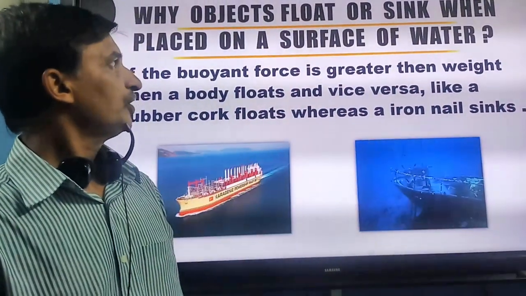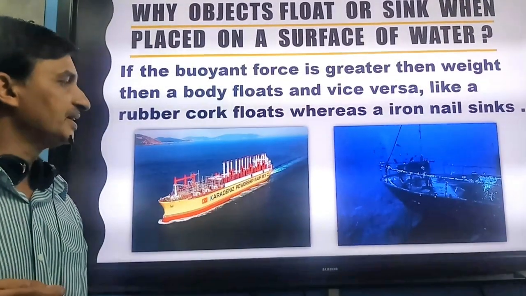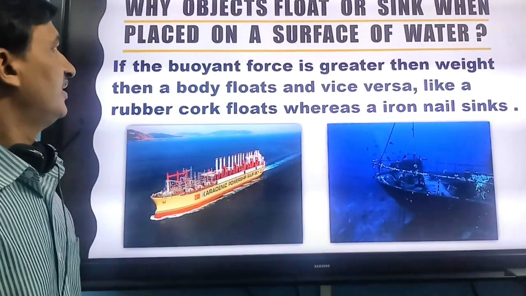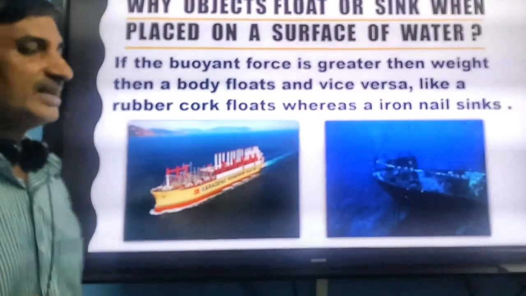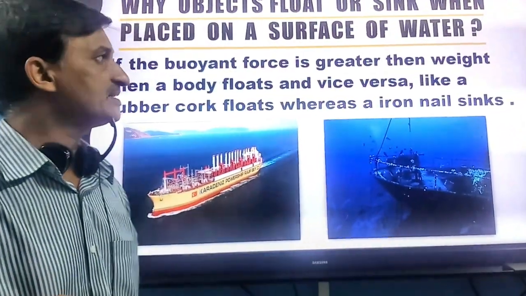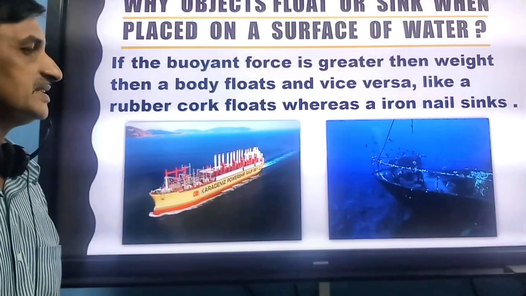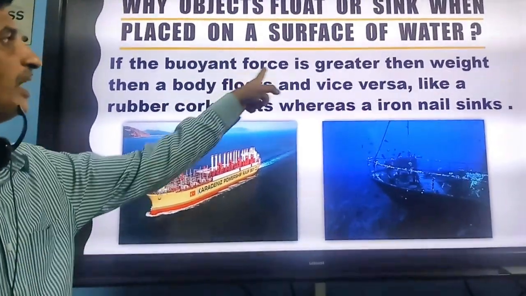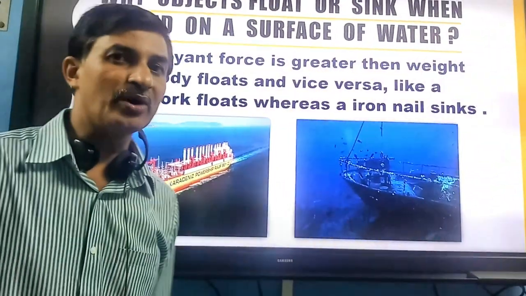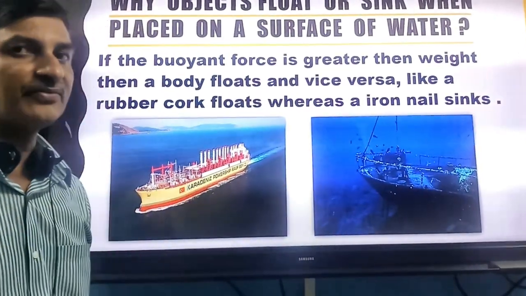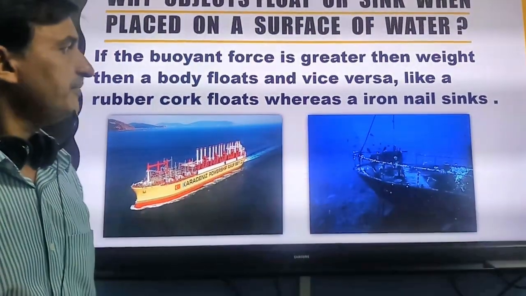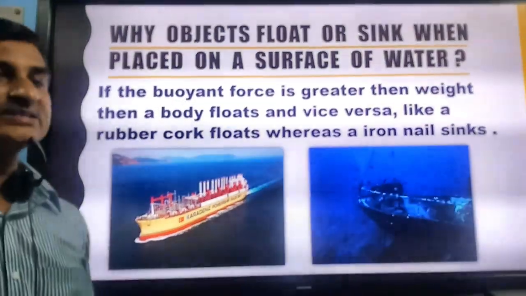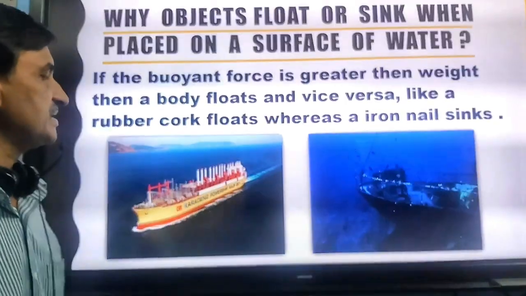Why do objects float or sink when placed on the surface of water? All the bodies kept inside the water, some float and some sink. It depends on the value of buoyant force experienced by that body. If the value of buoyant force is greater than its weight, then the body floats, because the direction of buoyant force is always upward. And if the weight of the body is more than the buoyant force, then it sinks.